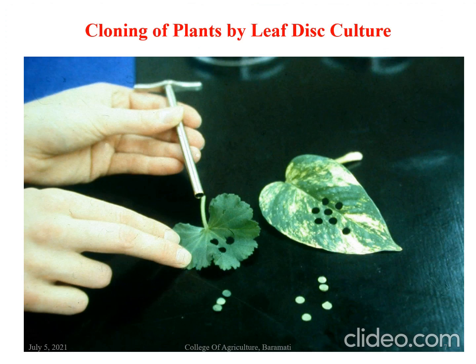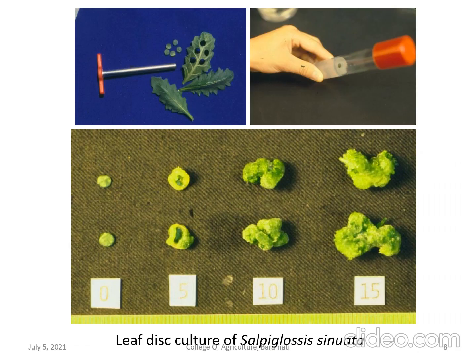What you need is a leaf of any plant. You need a cork borer to make punches into the leaf, and these punches are generally sterilized using chemicals like sodium hypochlorite, and then cultured in a test tube containing nutrient media. This picture depicts the growth of a leaf disc on a culture media and how its size increases.